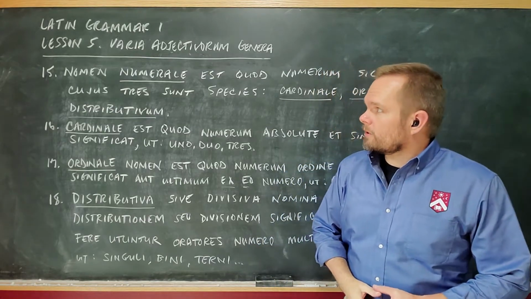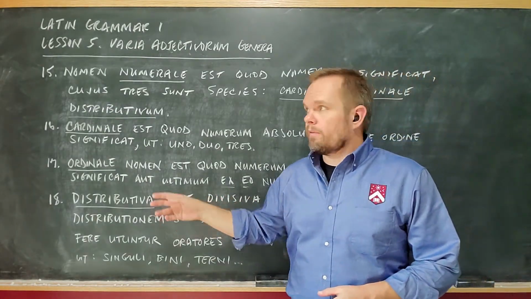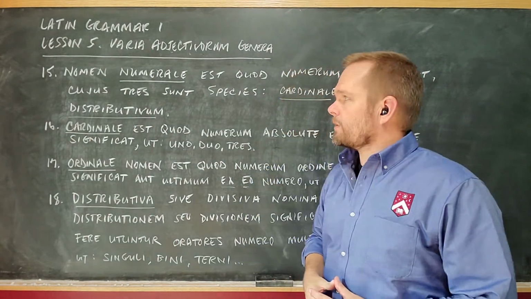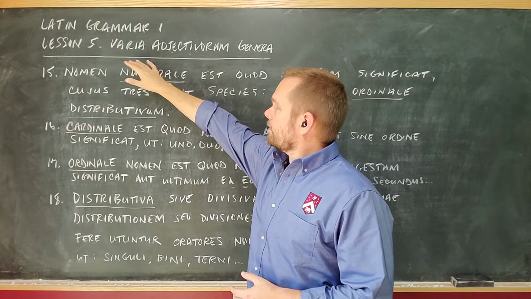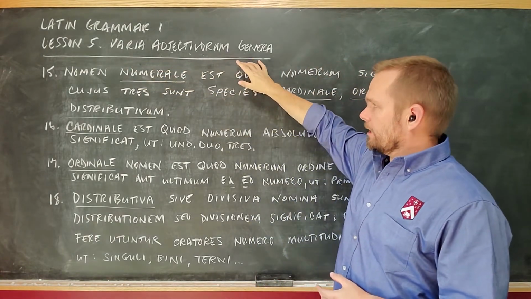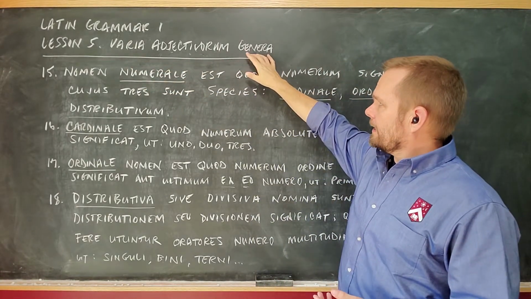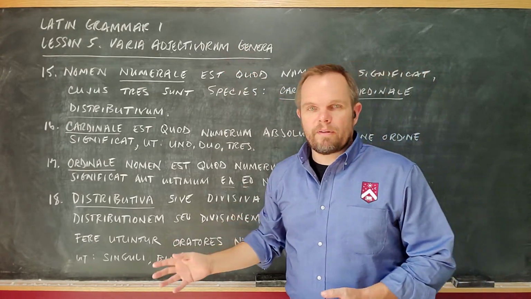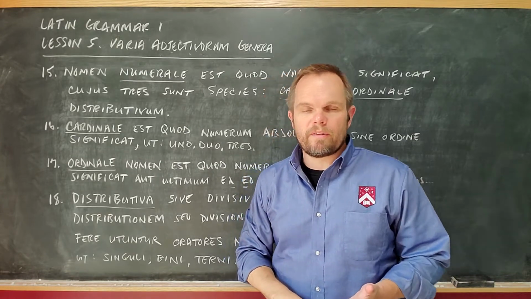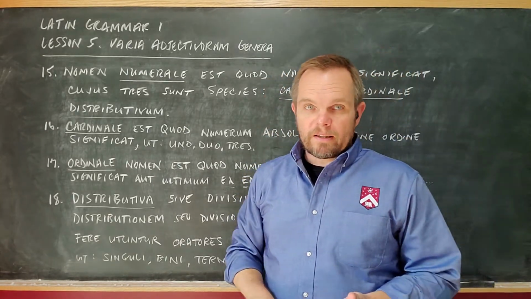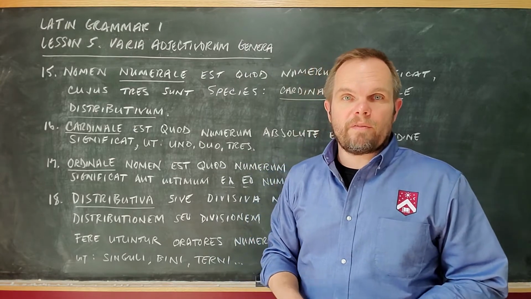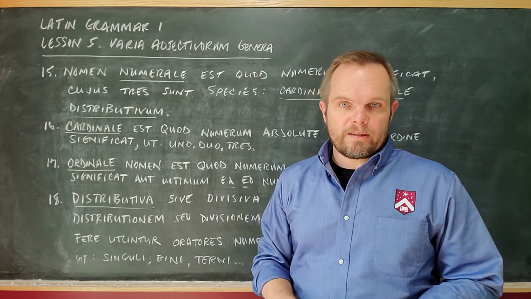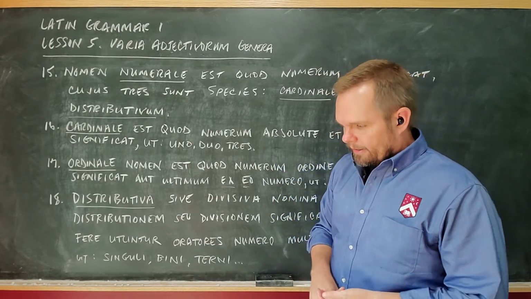In this video, we're going to study the sixth part of Lesson 5 in the Classical Liberal Arts Academy's Latin Grammar 1 course. In Lesson 5, we're studying Varia Adjectivorum Genera, the various classes of adjective nouns. We've already been through 5 parts of this lesson. We've learned about interrogative adjective nouns, relative adjective nouns, reditive and infinite adjective nouns, possessive, patrial, and gentile adjective nouns.